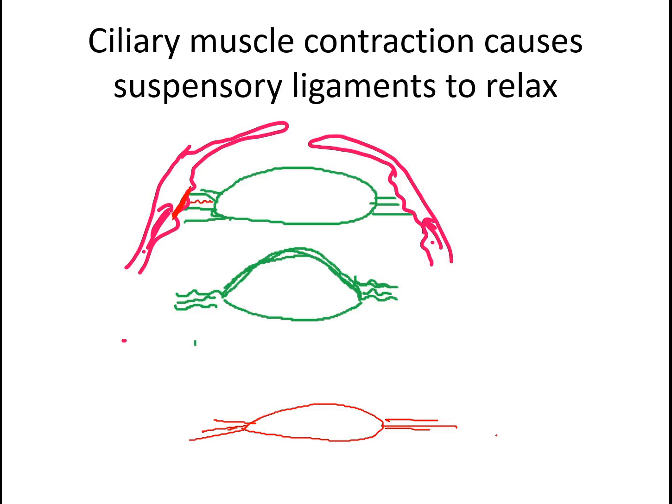Now when the suspensory ligament relaxes, the anterior curvature of the lens increases. The posterior also slightly changes, but the change is more in the anterior curvature when compared to the posterior side. So this is the relaxed suspensory ligament of the lens. When the suspensory ligament relaxes, the anterior curvature of the lens increases. Why is the suspensory ligament relaxing? It is because the ciliary muscle contracts.